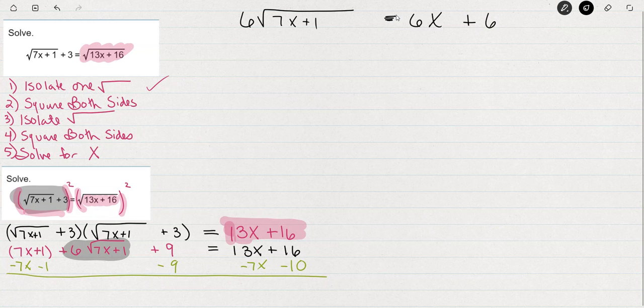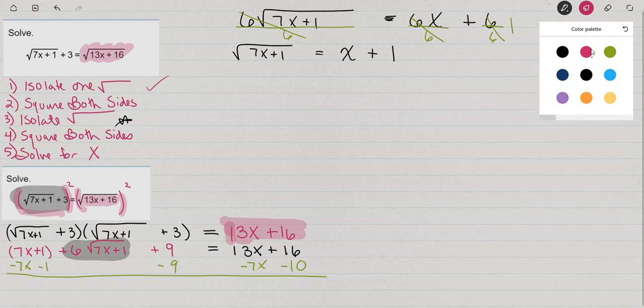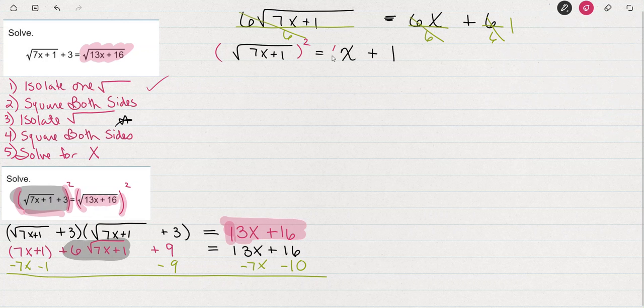Next, as I continue to isolate the radical, it's going to be a little bit easier going forward if I can divide both sides by the 6. And since it does divide evenly, I'll go ahead and do that. So I'll divide both sides by 6, and I end up with the square root of 7x plus 1 is equal to 6x divided by 6 is x, plus 6 divided by 6 is 1. Now we are all set. We've isolated the second radical, and we're ready to square both sides again.